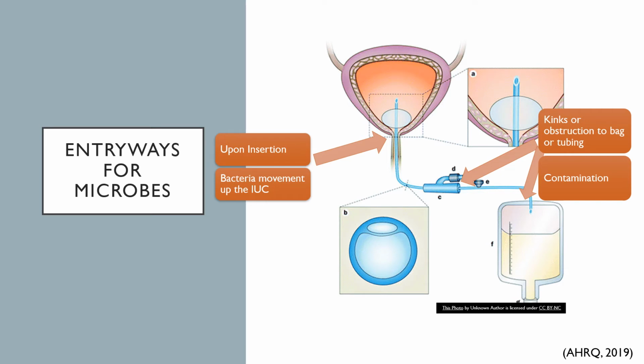Having an indwelling urinary catheter increases the risk for infection because there are many entryways for microbes to enter the urinary tract. Some pathways for microbes include upon insertion of the catheter into the urethra. The part of the catheter that remains exposed can form biofilms, and bacteria move up the catheter into the urethra. Having kinks or obstructions in the closed tubing system can cause pooling of urine and bacteria, and contamination of the tubing can occur if it becomes disconnected or if the drainage bag is not properly emptied. All of these items can introduce bacteria into the urinary tract.